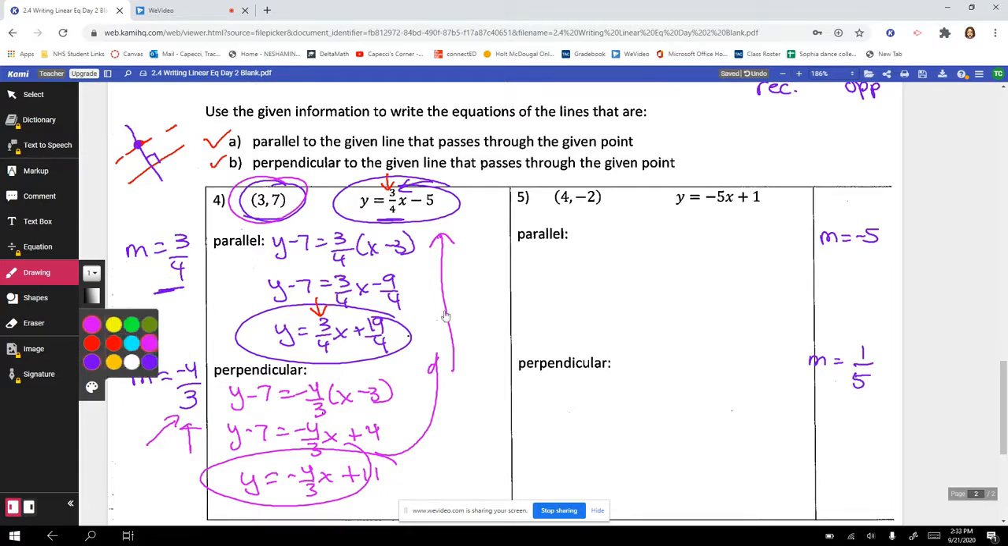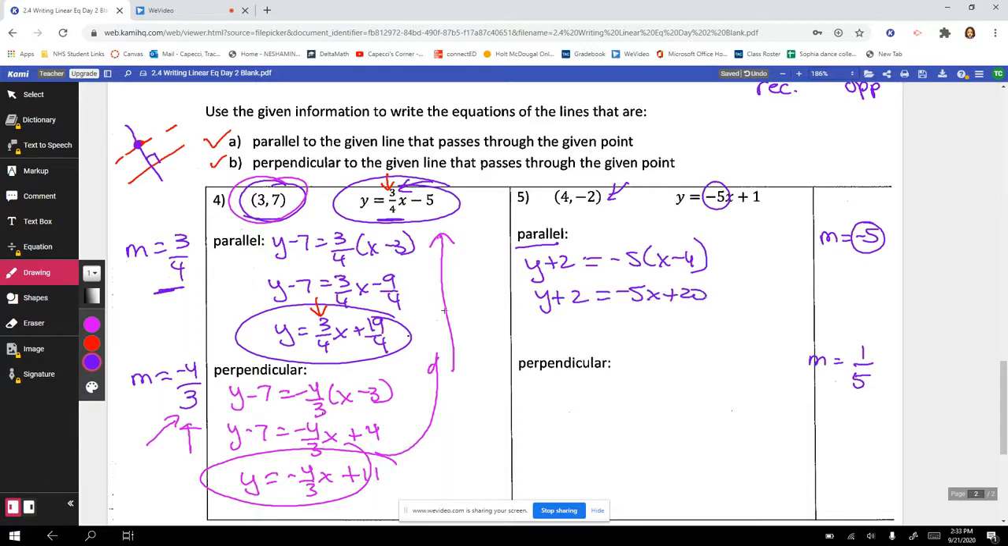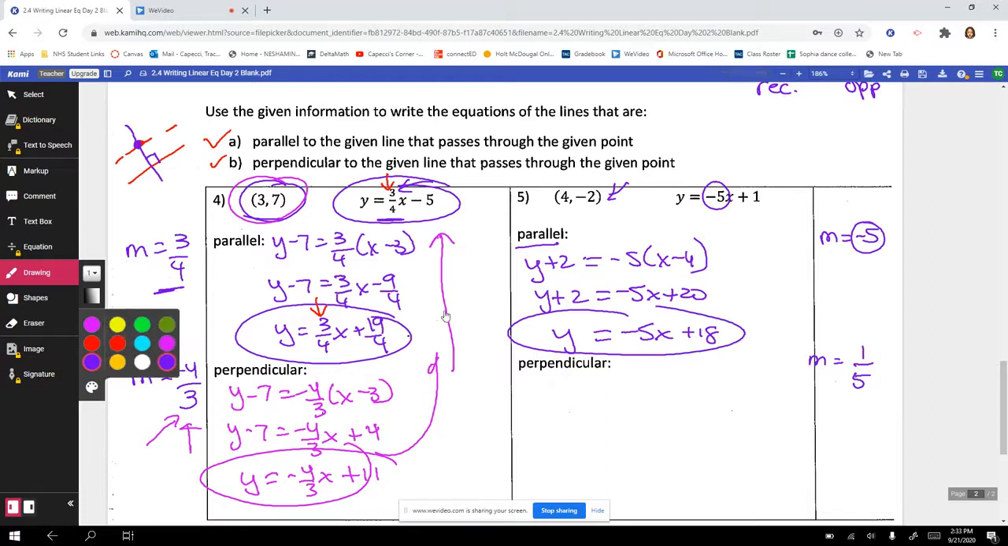All right, let's try one more example. Again, back to parallel. Slope is -5. Slope is going to be -5. My point is not the y-intercept, so I'm going to have to use point slope. So I have y plus 2 is equal to -5 times x minus 4. So I have y plus 2 is equal to -5x plus 20. So y is equal to -5x plus 18. That's my line that's parallel to the given line.